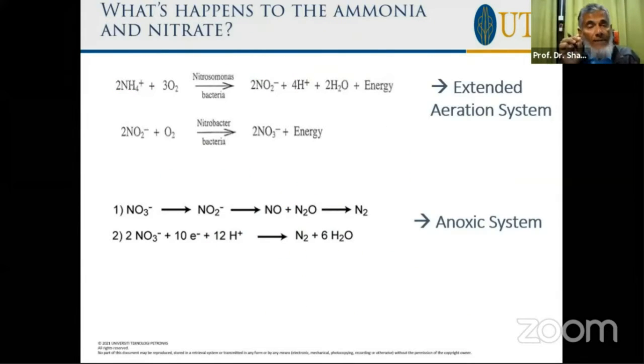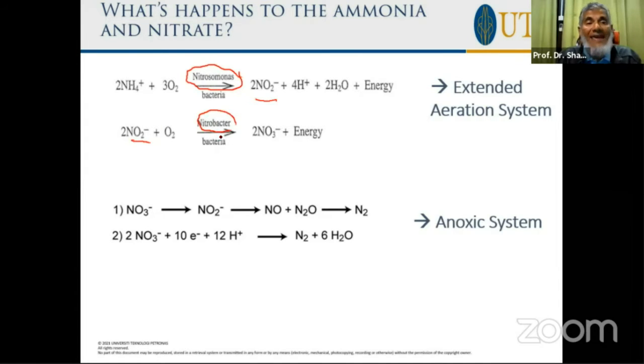All right. Just now I mentioned the ammonia. What happens to the ammonia and the nitrate? This is what happens. This is basically the concept of what system you need to choose. The ammonia you can further oxidize to nitrite, with the help of another microbe called Nitrosomonas, and the nitrite can be further oxidized to nitrate with the help of Nitrobacter. These microbes are slow growers.